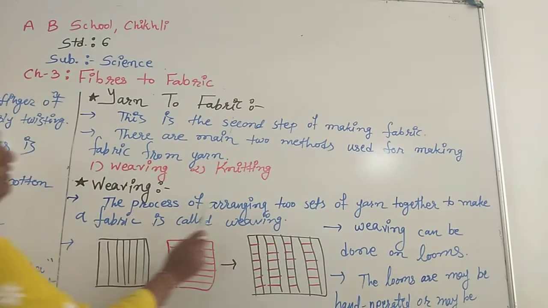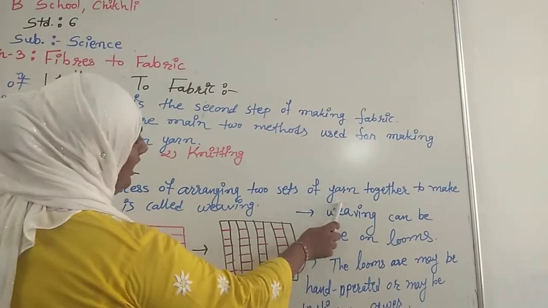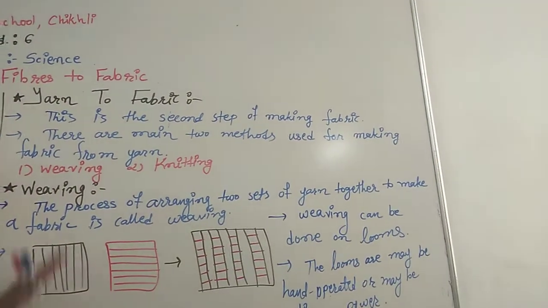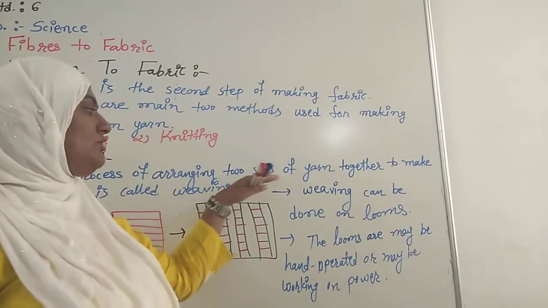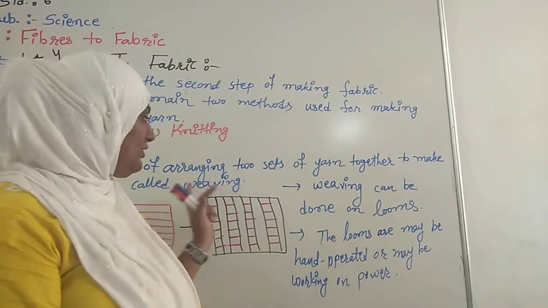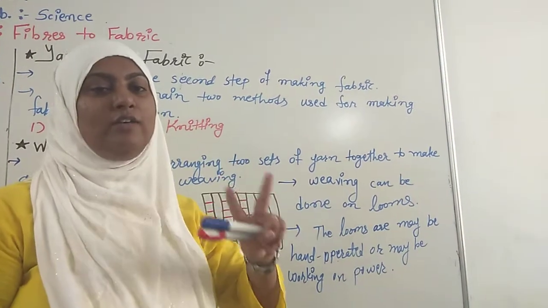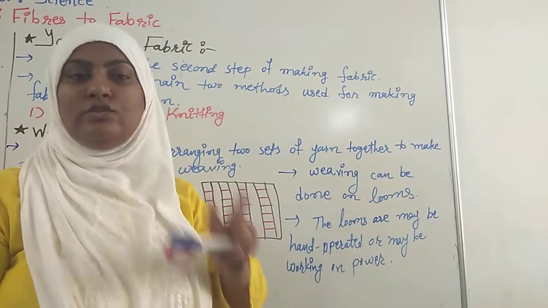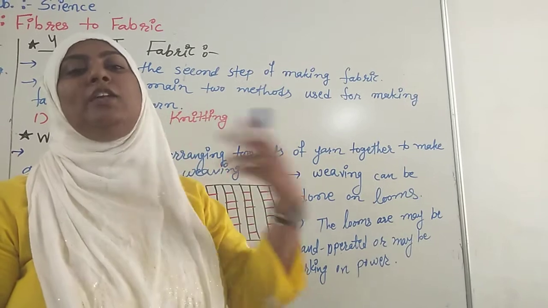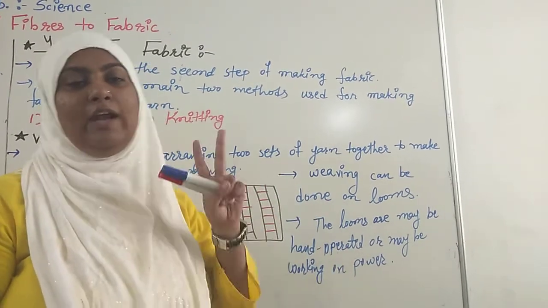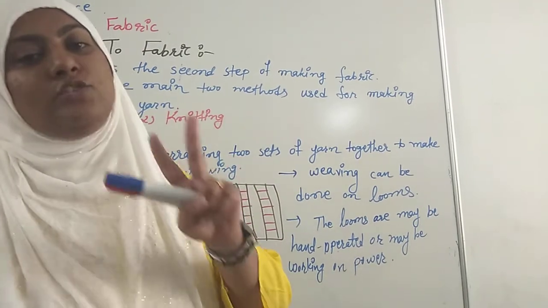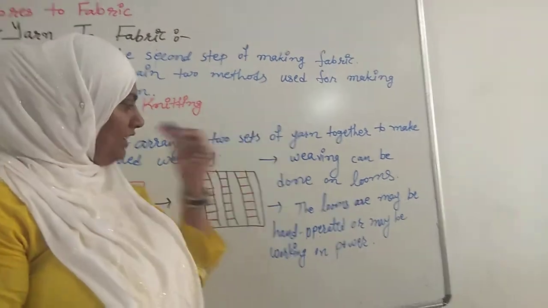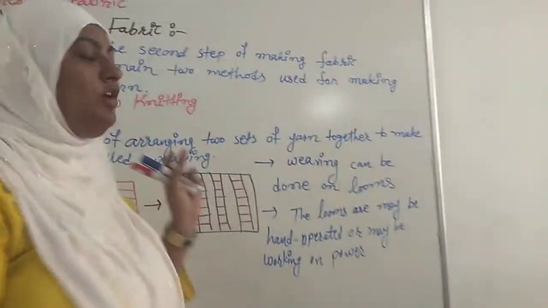The process of arranging two sets of yarn together to make a fabric is called weaving. The process of arranging two sets of yarn means that in this process two different yarns are used, at least a minimum of two. We can use more yarn also, but at least two sets of yarn have to be used. So the process of arranging two sets of yarn together to make a fabric is called weaving.